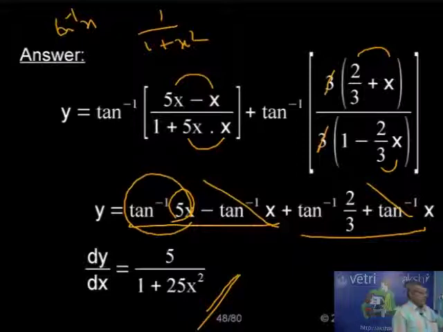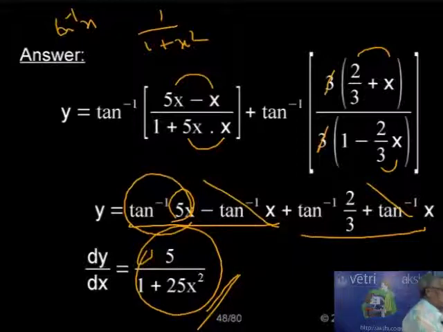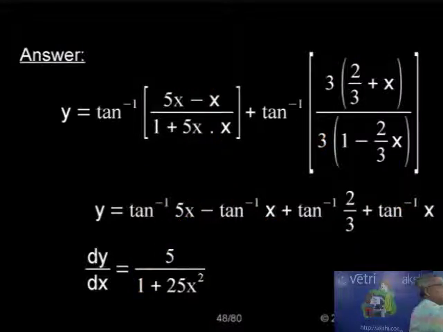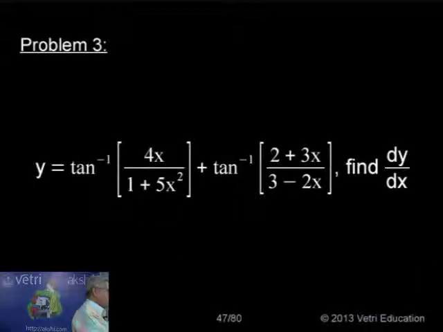I repeat again, differentiating tan inverse x, you get 1 by 1 plus x square, where x is the argument. If the argument is 5x, you get (5x) whole square, that is 25x square. Differentiating 5x, you get 5. So, that is 5 by 1 plus 25x square. Tan inverse x gets cancelled, tan inverse 2 by 3 is a constant, so we are differentiating only one term, which is very easy for us. That's why we are converting this to the form tan inverse (a minus b) by (1 plus ab) and tan inverse (a plus b) by (1 minus ab). Ultimately, we get only one term that can be differentiated easily.